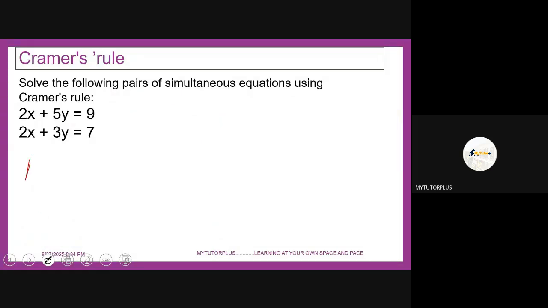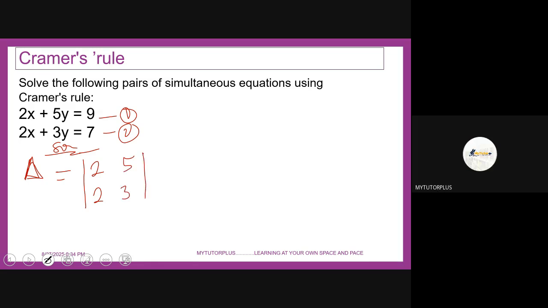If I want to get the value of delta from the question given here, I go direct. The value of delta will be the matrix of the coefficients of X, the first X and the second X in these two equations: 2 and 2. So you write 2 here and 2 here. What of the coefficients of Y? Plus 5 and plus 3.